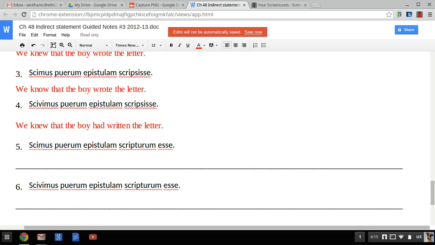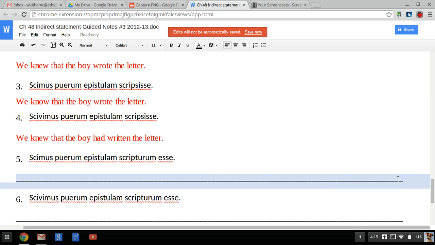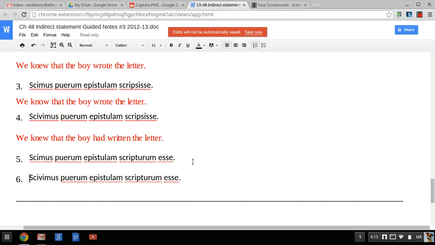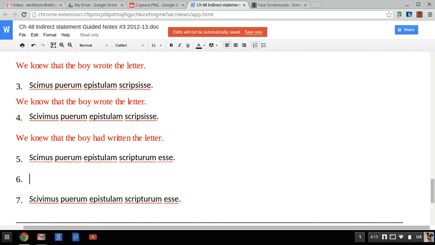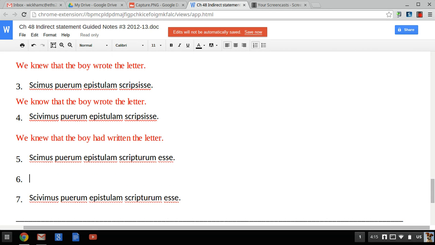Okay, a little tricky. Two more and then we're done. We know, present tense again. It's going to put a number there, that's fine. We know that the boy, and then scripturum esse, it just has to happen after the main verb, right? So future. We know that the boy will write the letter.